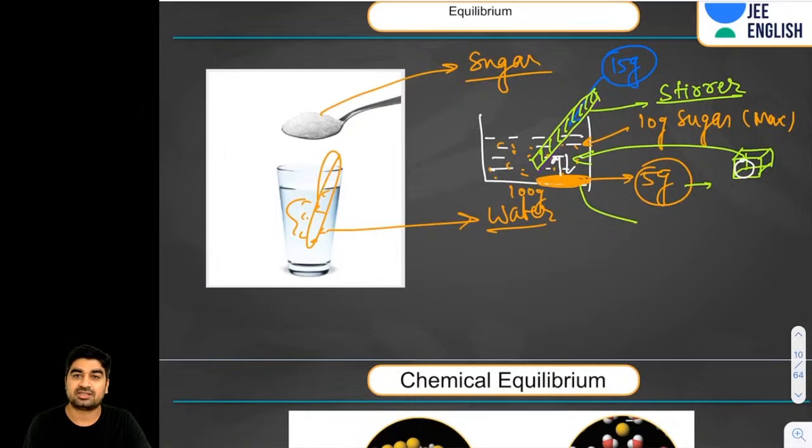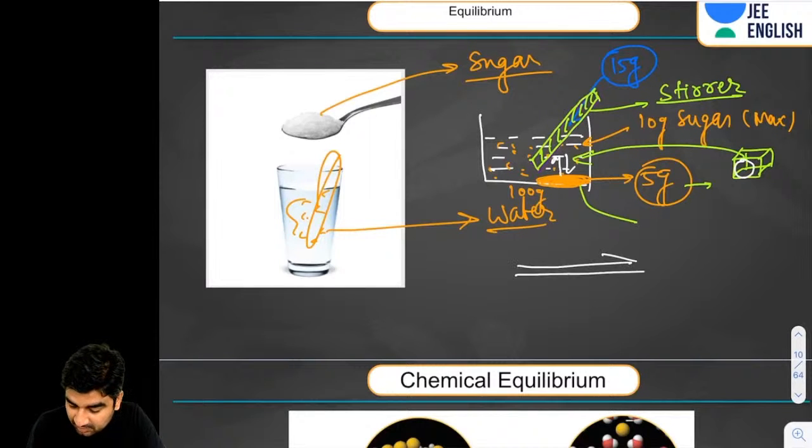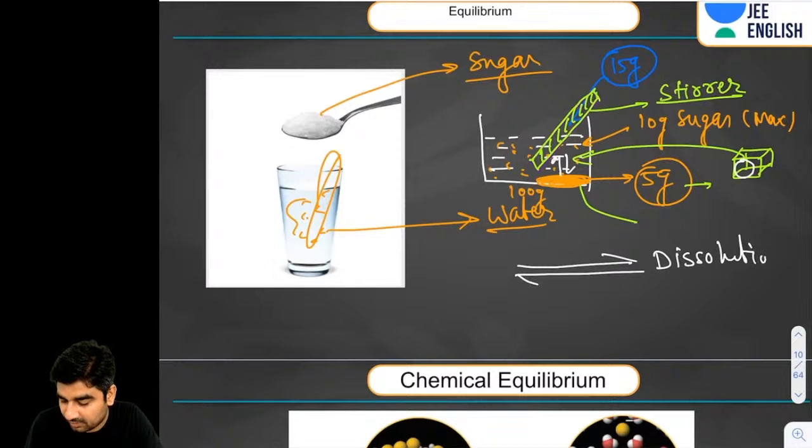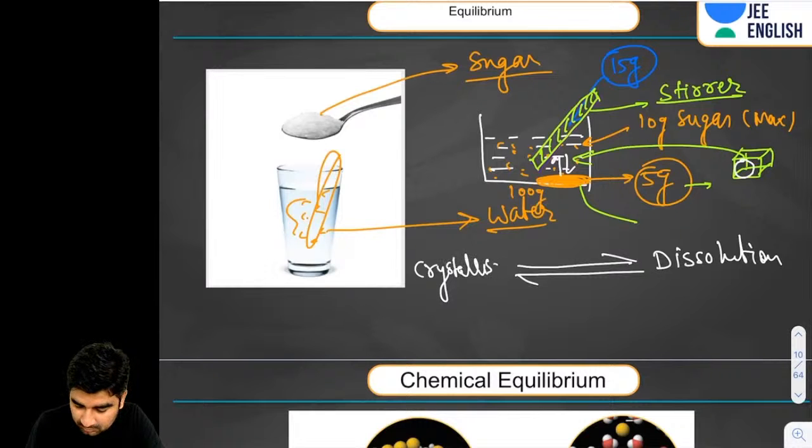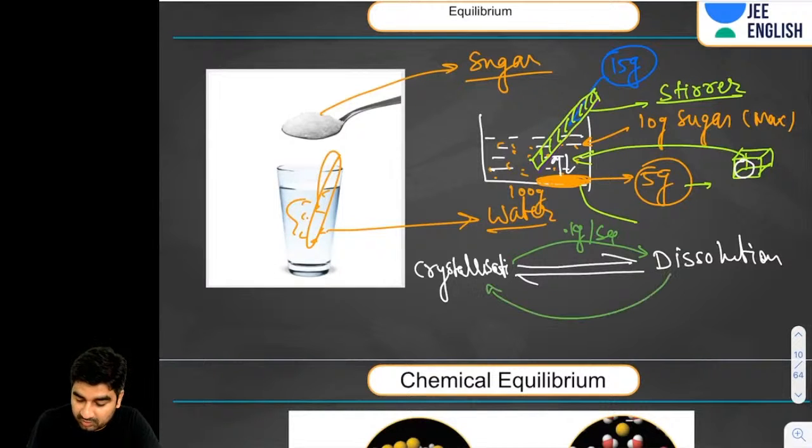At the same rate, guys, it is being undissolved. Here I will tell you that a stage will reach when the forward process is dissolution and the backward process is crystallization, right? And what is going on exactly, guys? Let me tell you. If 0.1 gram of sugar is being dissolved per second, then 0.1 gram of sugar will undissolve per second.